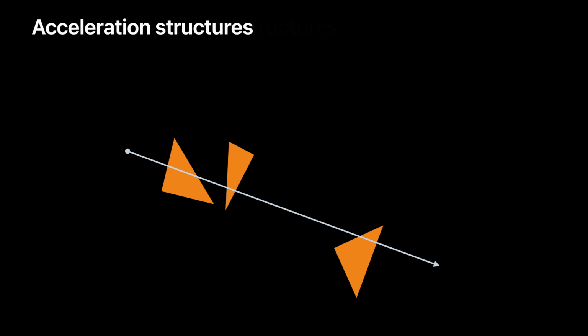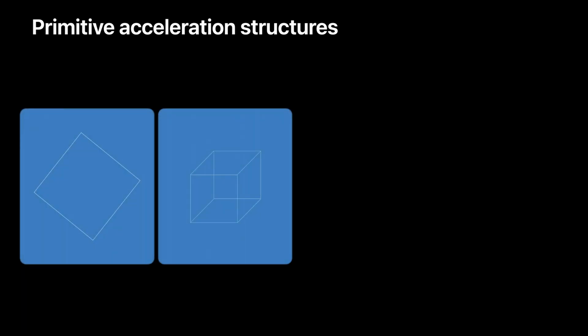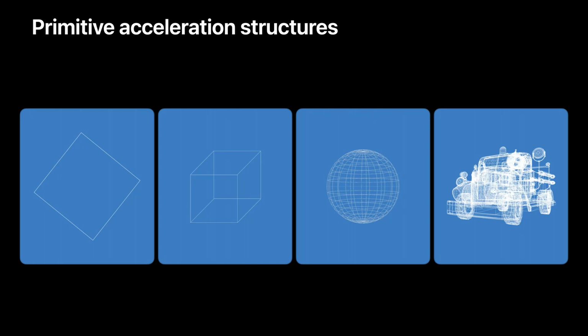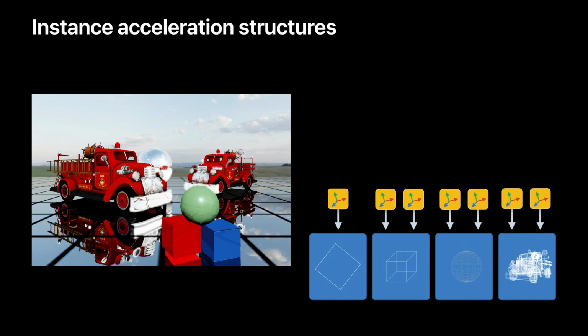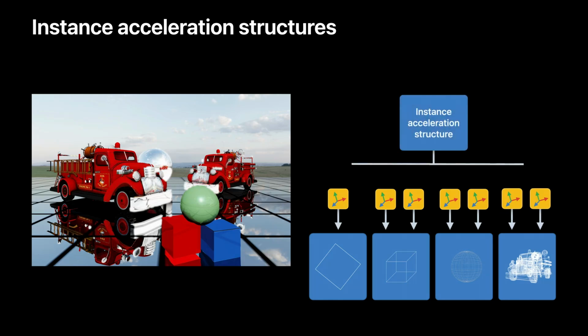To support building complex scenes, Metal supports two types of acceleration structures: primitive and instance acceleration structures. Individual pieces of geometry are represented using primitive acceleration structures. They can be something simple like a plane or a cube, or something more complex like a sphere or a triangle mesh. You can create more complex scenes using an instance acceleration structure. Instance acceleration structures create copies of primitive acceleration structures. First, define transformation matrices for each object in your scene. Then, use the array of transformation matrices and primitive acceleration structures to build an instance acceleration structure. That's how you can build a static scene using acceleration structures.